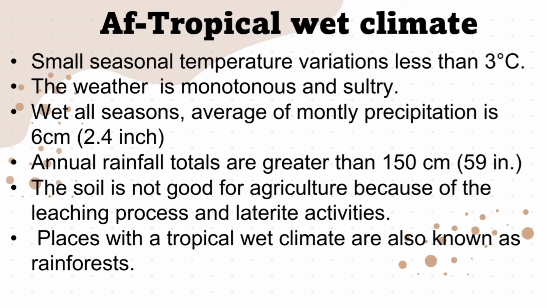Tropical wet climate has an average monthly precipitation of 6 centimeters, and no month is considered rainfall deficient. Typically, the annual rainfall totals are greater than 150 centimeters, but in some cases it may exceed a total of 400 centimeters or 157 inches, specifically in mountains or hills.